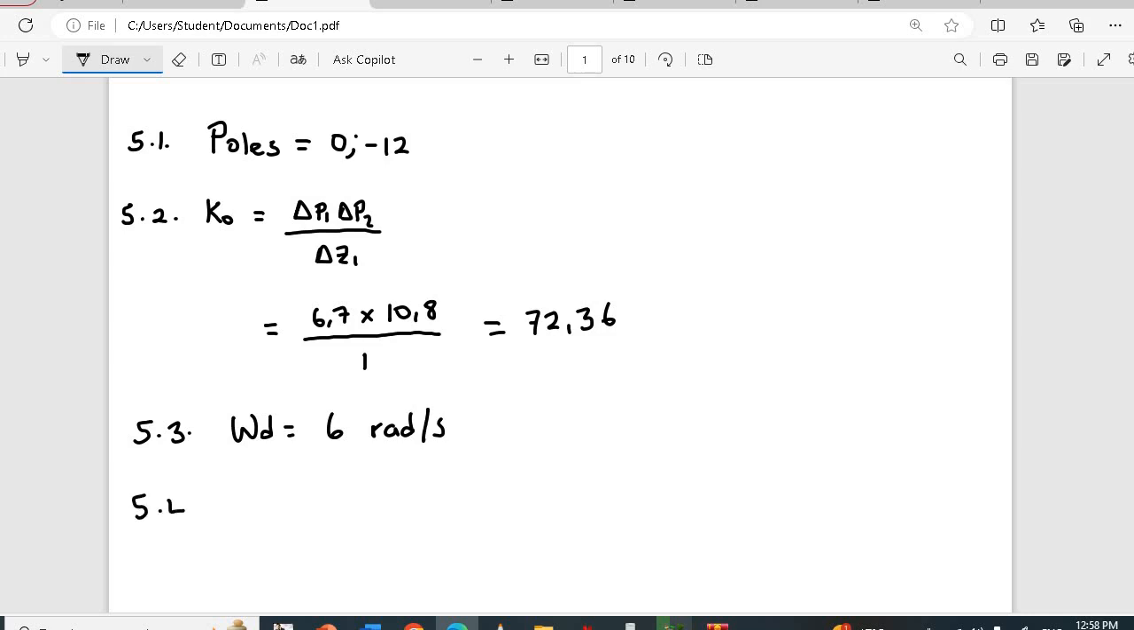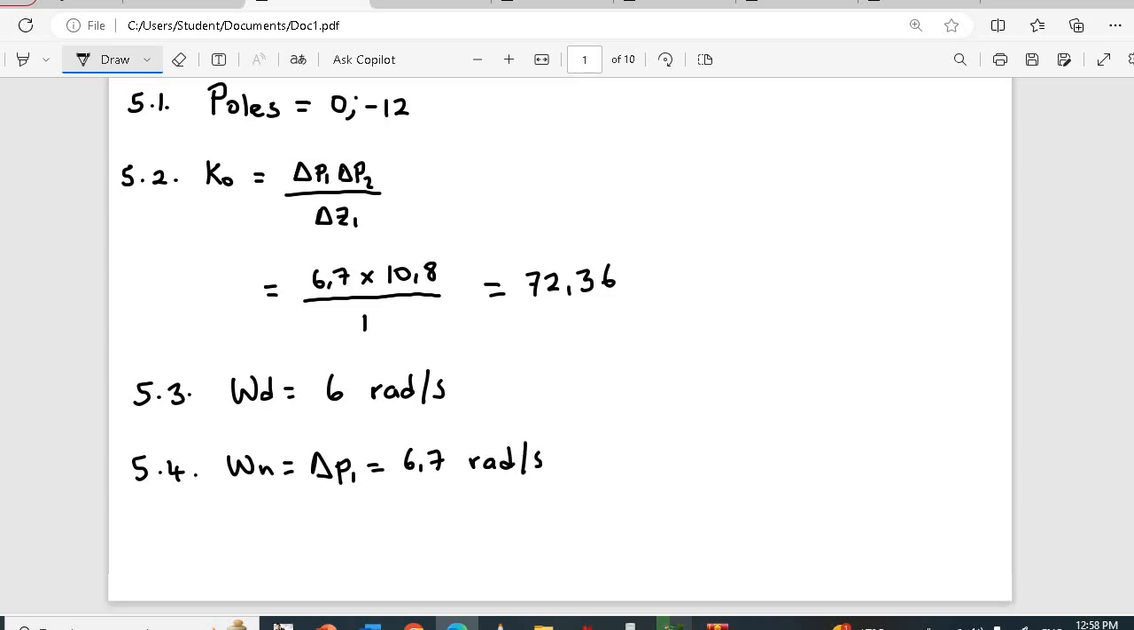What about undamped? Undamped, we saw from the diagram, it's exactly like P1. But it's not always like P1. It's only like P1 if your first pole is at 0, at the origin, which would be 6.7. Remember, we calculated that. Now 5.5.